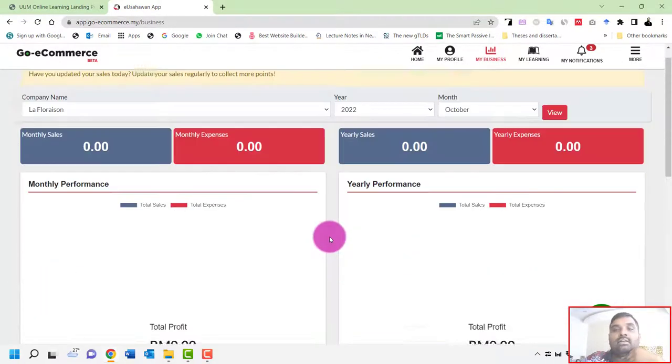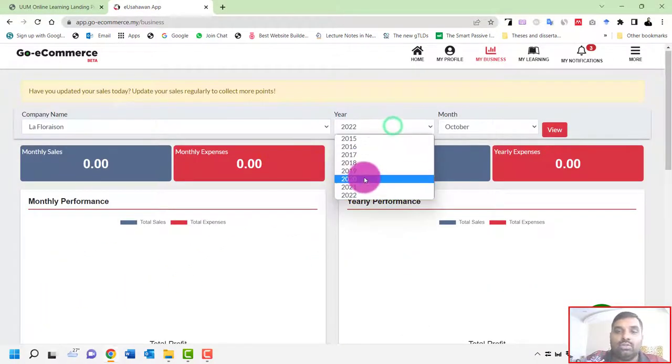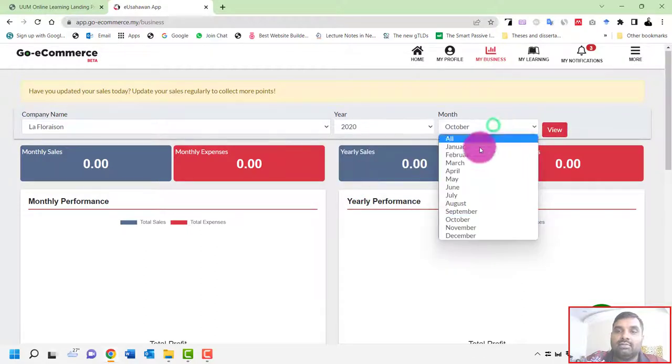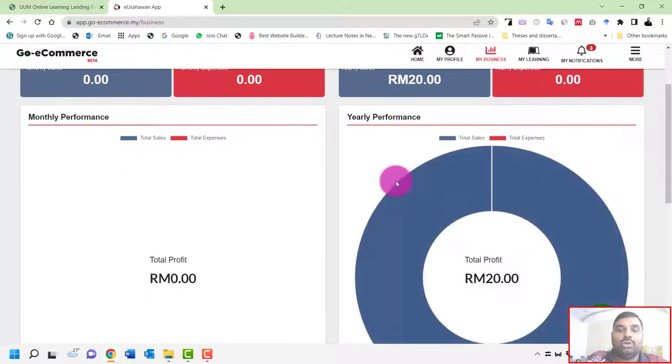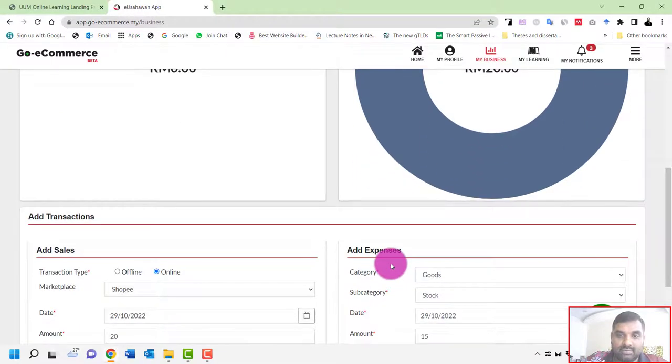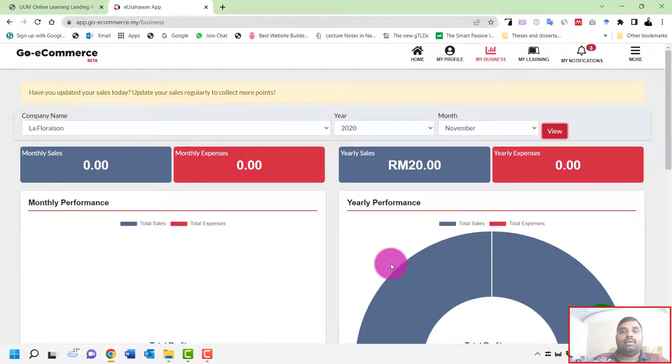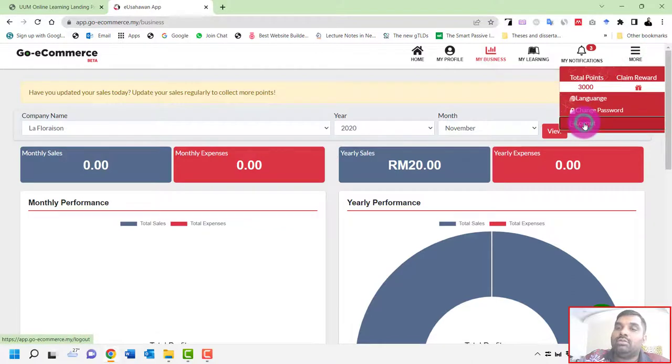Once you submit, you can see the profit. For example, this student 2020. See sales, 20 ringgit. So it's going to be like this. Very simple. So you just go and check around what you're supposed to update in the e-commerce platform. Then you can log out.